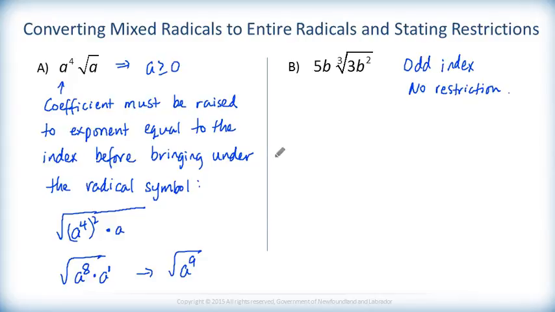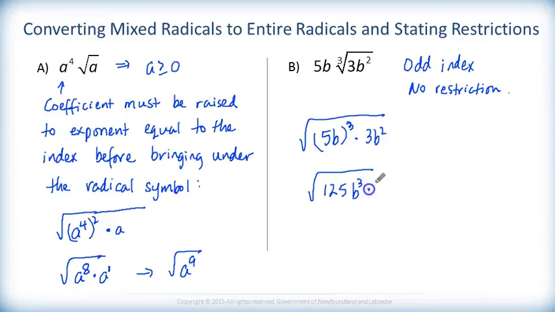Let's follow the process for writing the entire radical. We want to bring that 5b, the coefficient, under the radical symbol. So before we do that, we have to raise it to a power equal to the index. That's cubed. And then it's times the 3b squared that was already there. So we wind up with 5b cubed. We've cubed the 5, that's 125. Cube the b times 3b squared. And 125 times 3 is 375. And we add the exponents on the b's to get b to the 5.